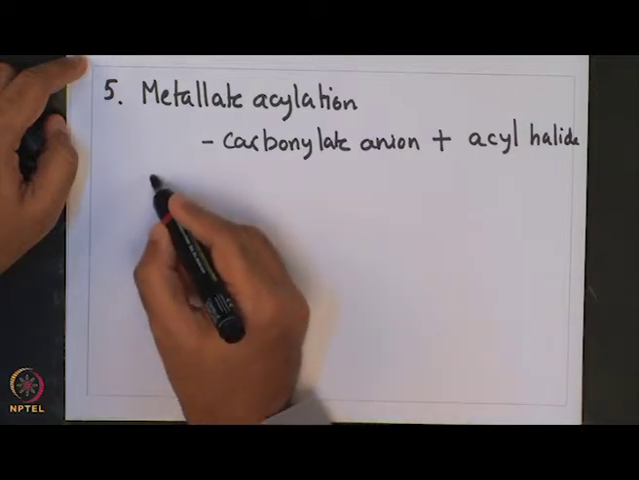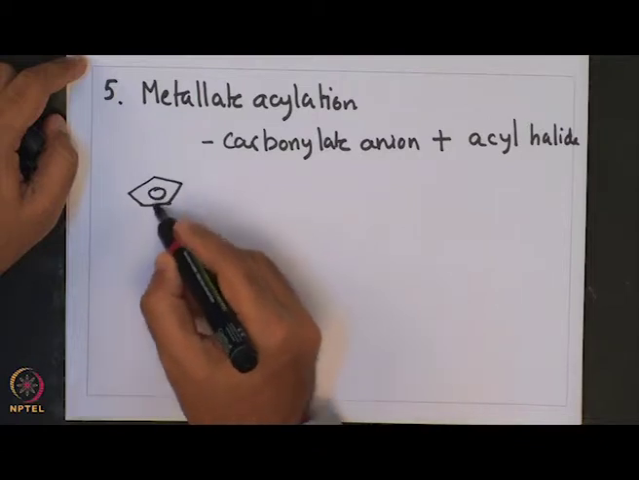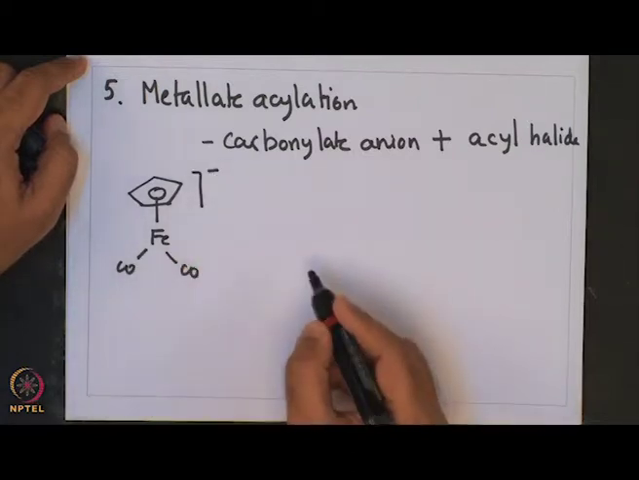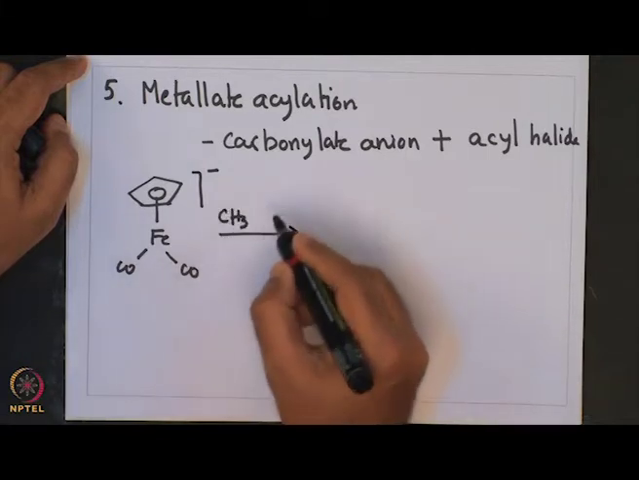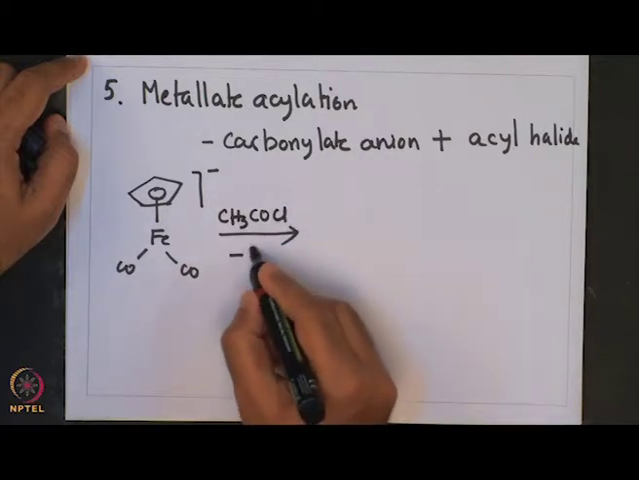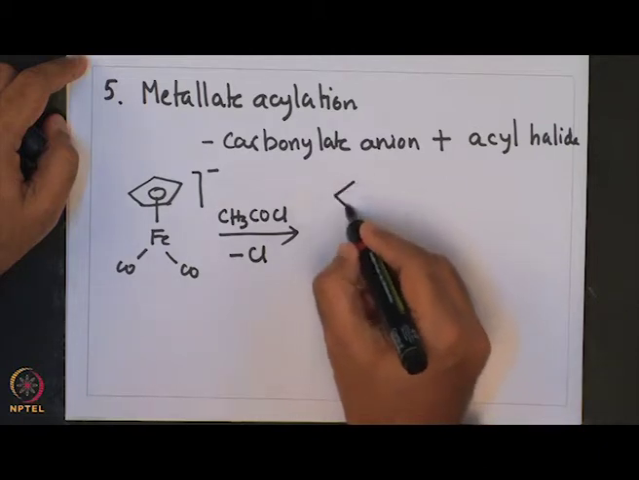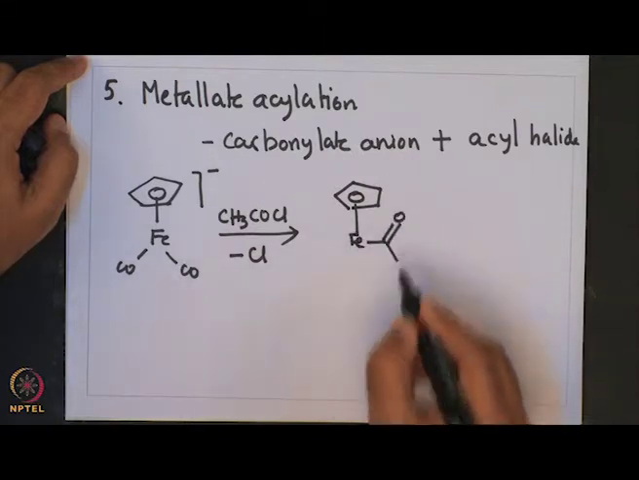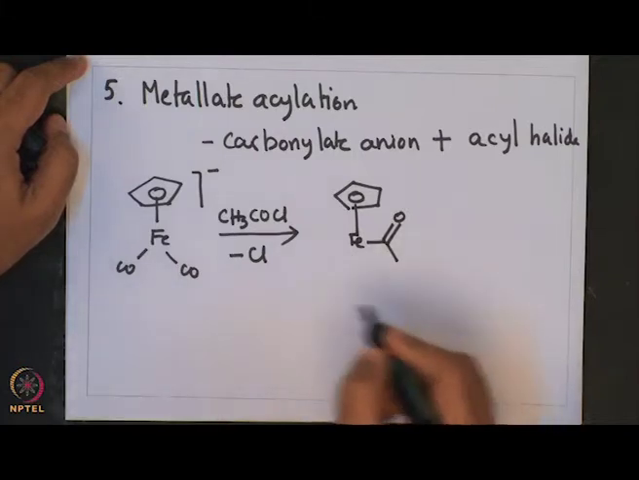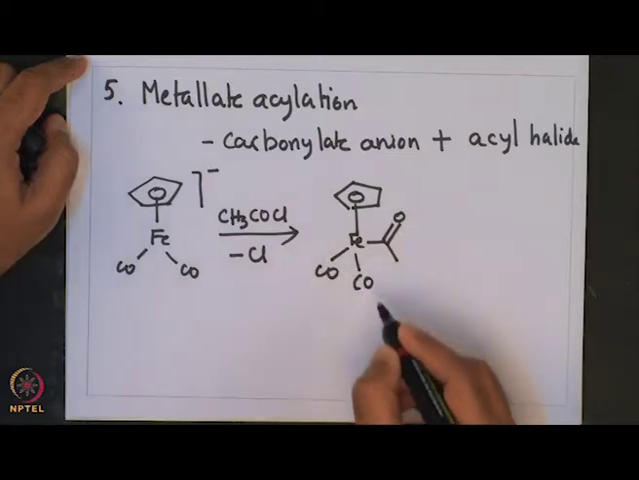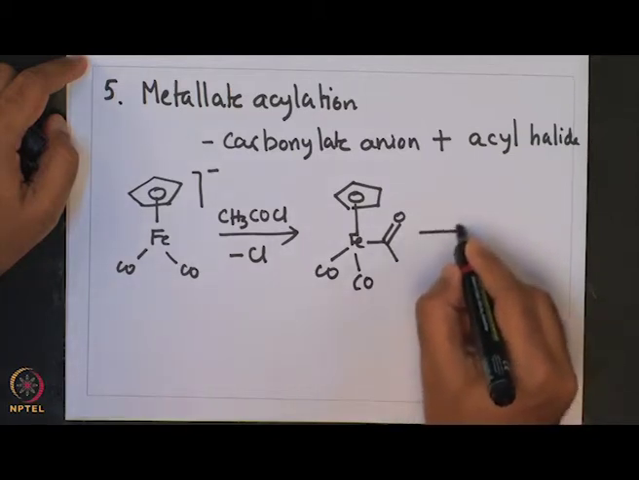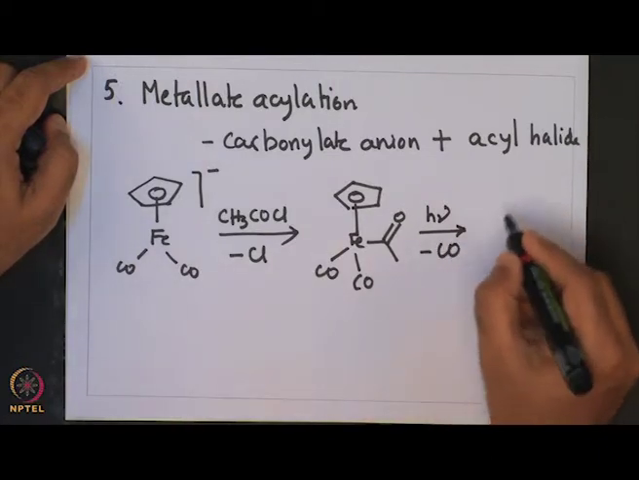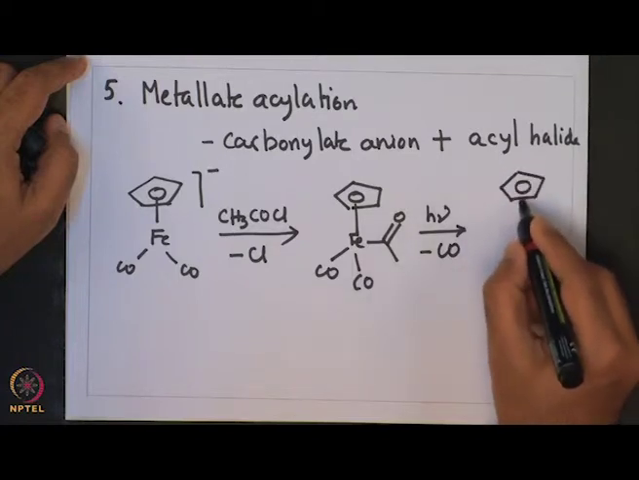I will illustrate this with the following iron metallate complex, reacting with CH3COCl, giving minus chloride, giving this Fe-CO-methyl moiety, iron cyclopentadienyl dicarbonyl, which in presence of light eliminates the CO to form the iron methyl complex.